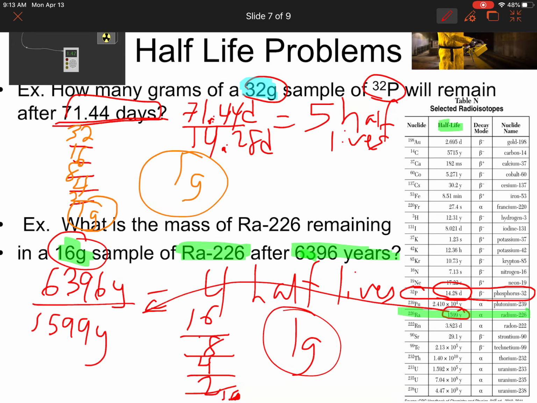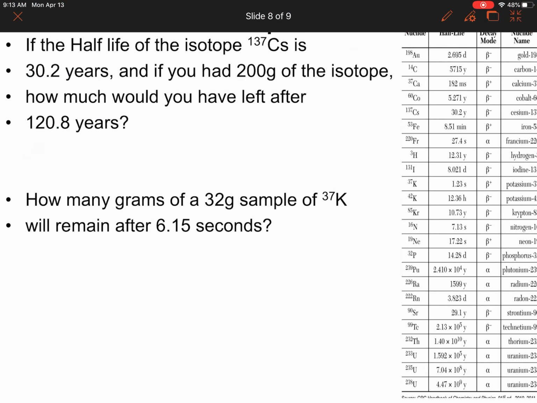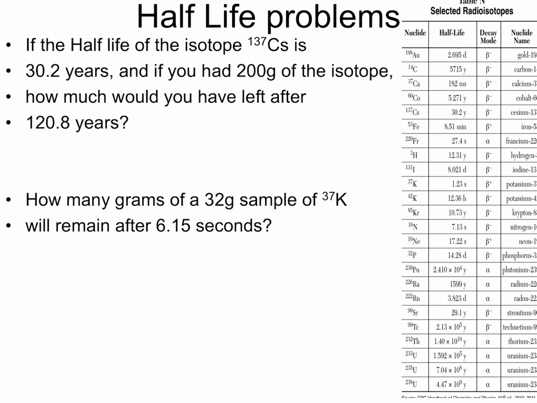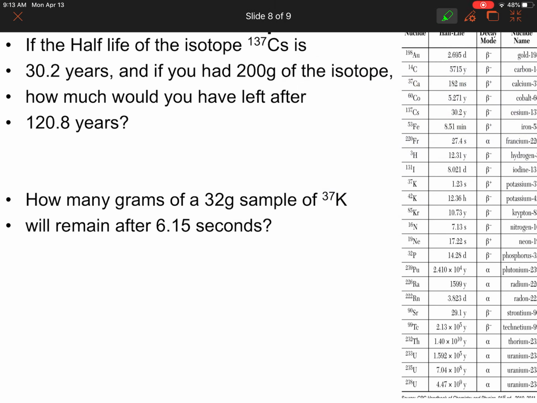Okay, let's move on. So, if the half-life of Cs-137, so now, guys, look, they give us the half-life now. So actually, we don't need to go to table N, right? 30.2 years. If you had 200 grams, how much would you have left at 120.8 years?